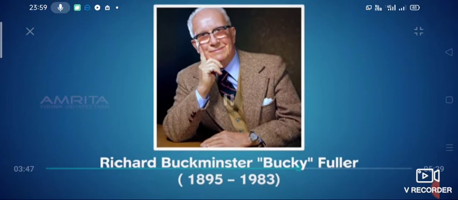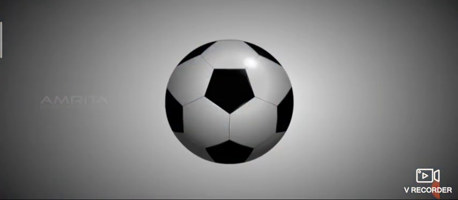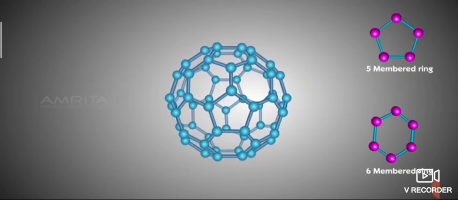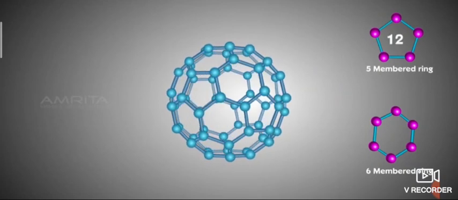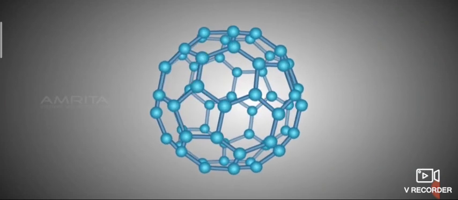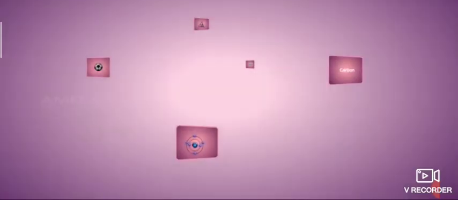When you see the structure of fullerene, it resembles a soccer ball. There are 12 five-membered rings and 20 six-membered rings. All those are combined to form a dome-shaped structure. That's what is called fullerene. The bond lengths are 145.3 picometer and 138.3 picometer in this hexagonal and pentagonal shape.